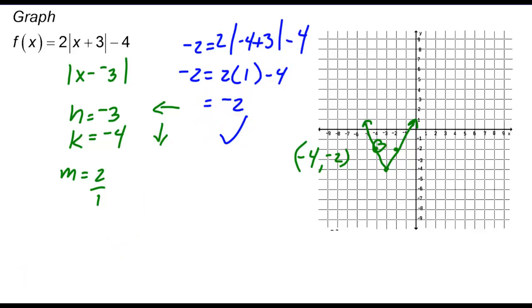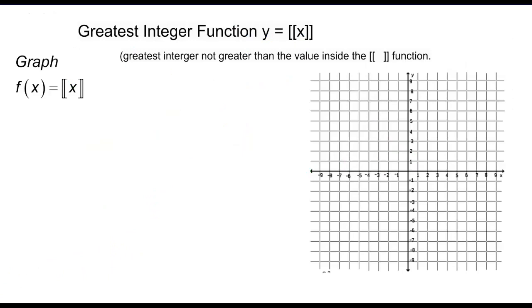All right. So moving forward, the next thing we're going to talk about is a greatest integer function. Now what the greatest integer function looks like is this double set of brackets right here around the x. And it says I want to graph, or the output is the greatest integer not greater than the value of the number inside this double set of brackets.